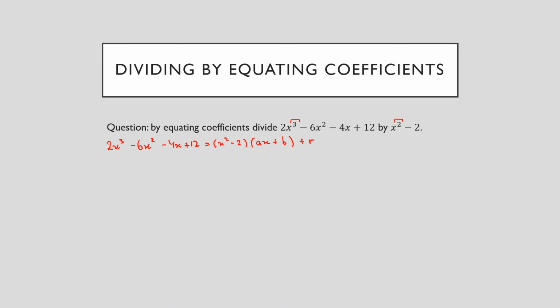And what we can do here is just expand this right-hand side out and begin equating coefficients. Okay, so expanding this out, I end up with, well, x squared times ax is ax cubed. X squared times b is bx squared. Negative 2 times ax is just negative 2ax. And negative 2 times b is minus 2b. And then we can stick the plus r on the end there.